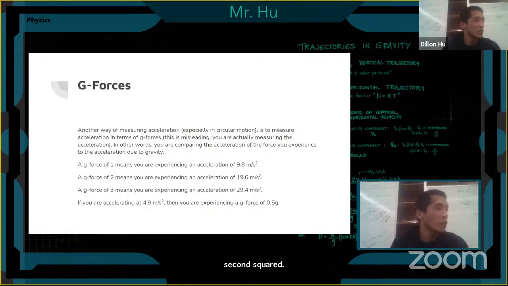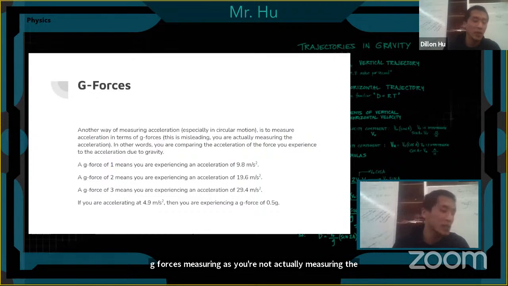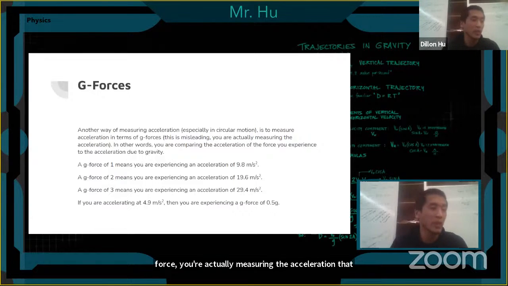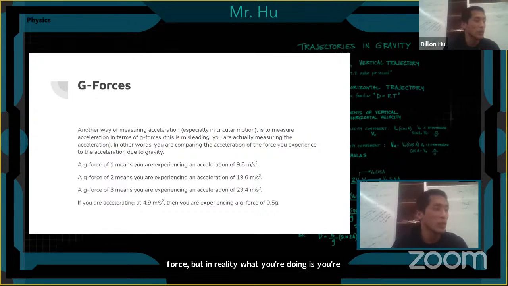What's kind of weird about G-forces is it's actually misleading. What a G-force is measuring is not actually the force, you're actually measuring the acceleration that you're undergoing. This can be kind of misleading because it says G-force, so you're probably thinking you need to measure the force. But in reality, what you're doing is measuring the acceleration of an object relative to that of gravity. So you're comparing the acceleration you are experiencing to the acceleration due to gravity.